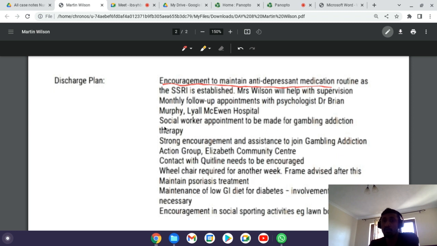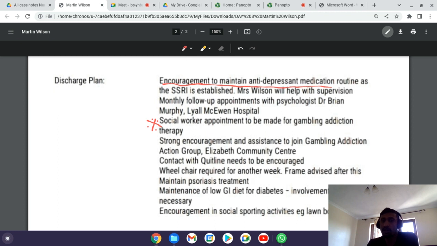Social worker appointment to be made for gambling addiction therapy? Yes, but that's why we are writing this letter. Okay, so you are writing a letter to this social worker. Okay, and you don't want to mention that. That is the purpose of the letter, but it is important, isn't it? Okay, strong encouragement and assistance to join Gambling Addiction Action Group, Elizabeth Community Center. That's needed, because the gambling addiction therapy is why we are going to write this letter.